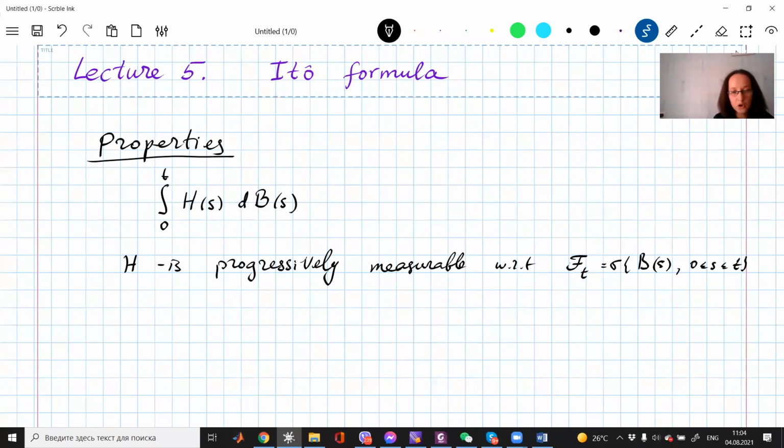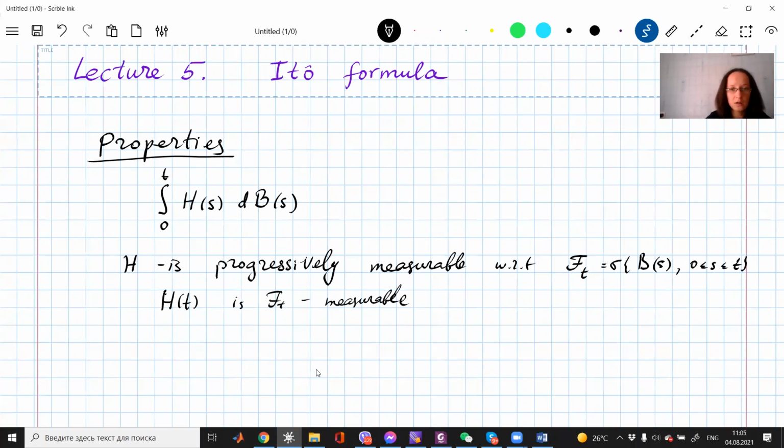Intuitively, this property means that if I consider some value of the process at time t, then it will be F_t measurable. So we saw that this property holds for progressively measurable processes.